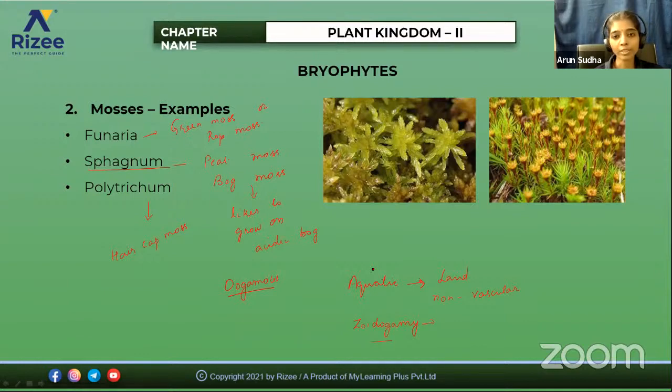So there occurs an alternation of generation between the gametophytic phase and the sporophytic phase. And in general, the sporophytic phase is dependent on the gametophytic phase for its survival. So the plant body is a gametophyte in the case of Bryophytes, and they undergo a haplodiplontic life cycle. That's what we saw, right? The life cycle has both the haploid and the diploid phase, but the haploid phase is more dominant here.